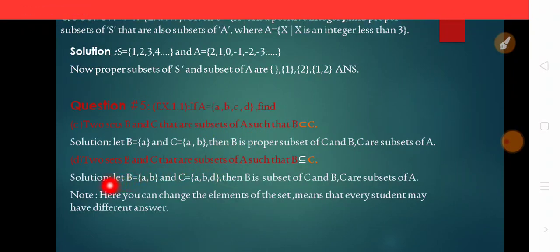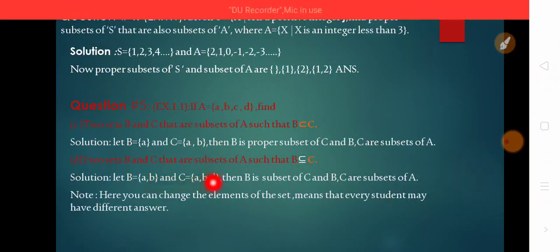Okay, now you have to note down one thing. Here you can change the elements of the set. As I told you, this is the condition which we are going to apply over here. We are going to write down the elements on our own. So here you can change the elements of the set, which means every student may have a different answer. For suppose here I write a and b, maybe some of you write c and d.